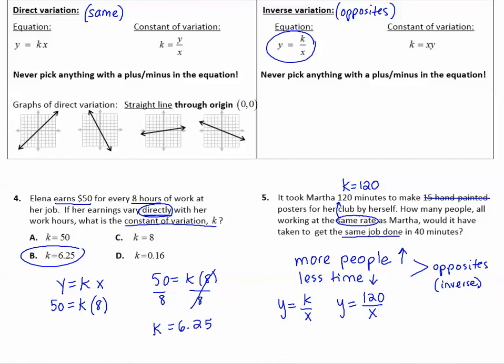So if we want the job done in 40 minutes, y equals 120 divided by 40, that makes 3. It will take 3 people to get the job done that Martha did.